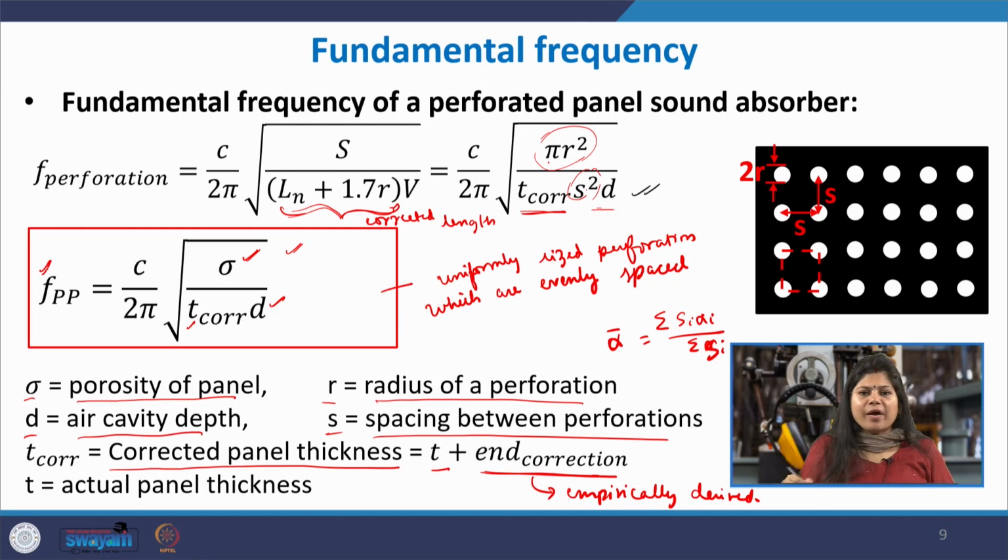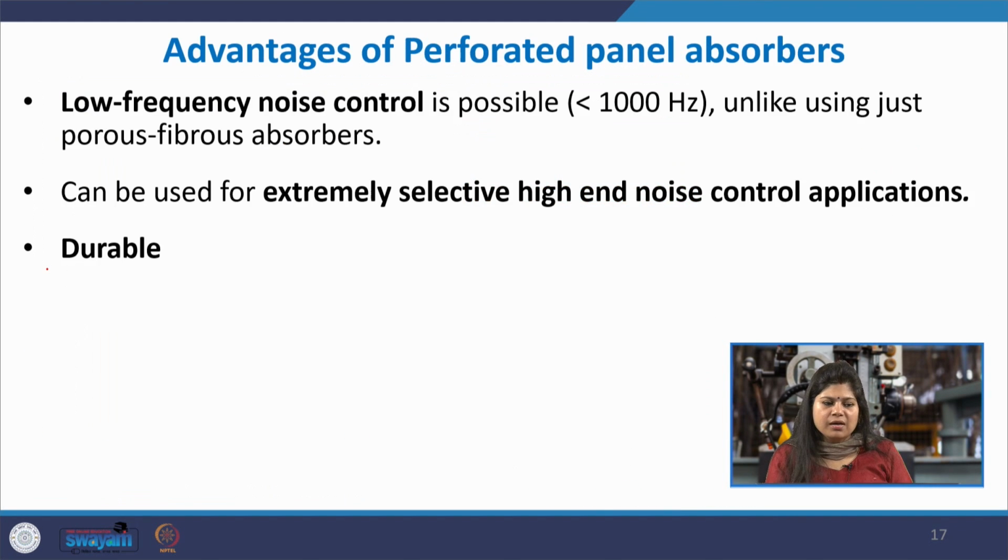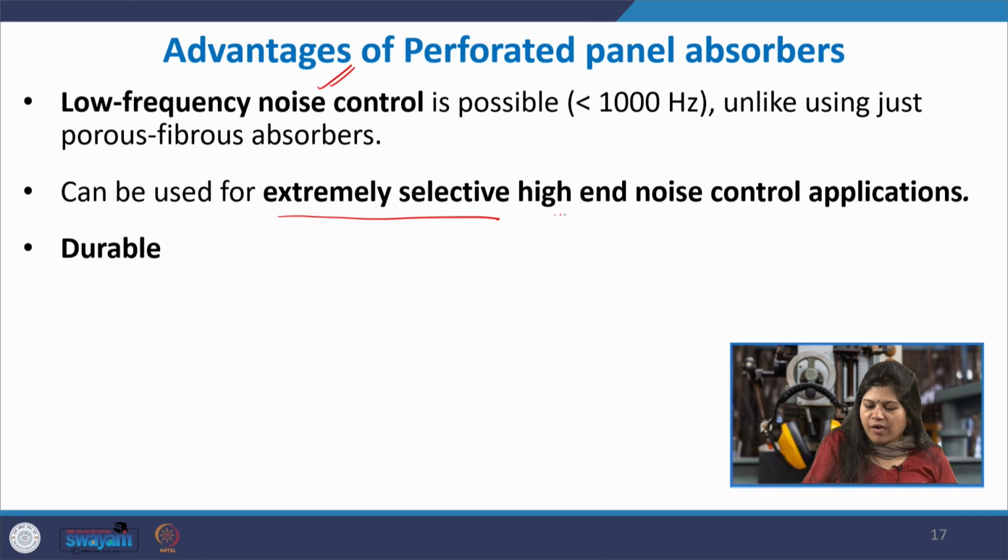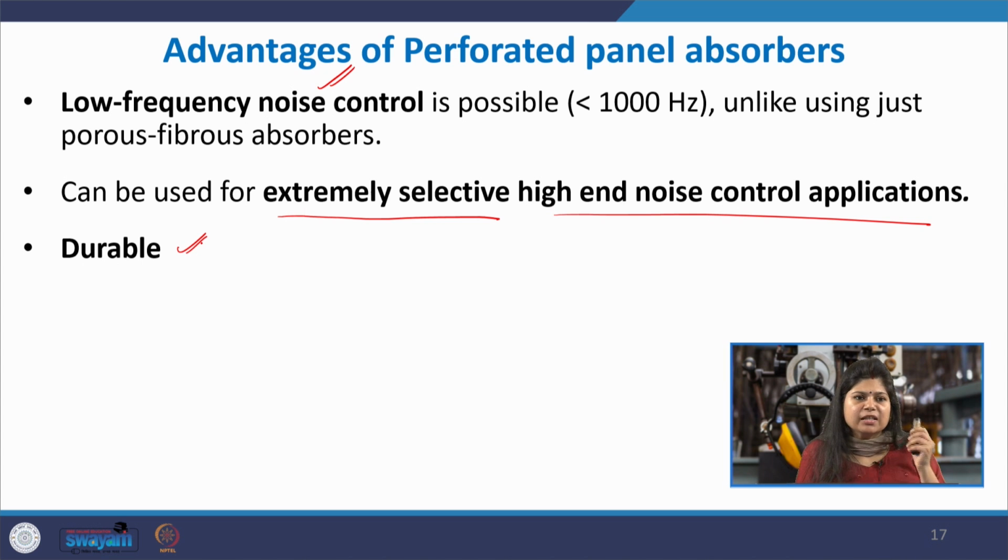Ideally, if there is no limitation to manufacturing, any kind of fundamental frequency you can obtain by tuning the sigma, T and the D of that panel, and hence we can obtain a low value F as well, and low frequency absorption is then possible, okay, unlike the porous fibrous absorbers. And it is very selective high end noise control that can be used, and it is more durable than the porous fibrous absorbers because we have a stiff lamina, there are no loose fibers, etc.